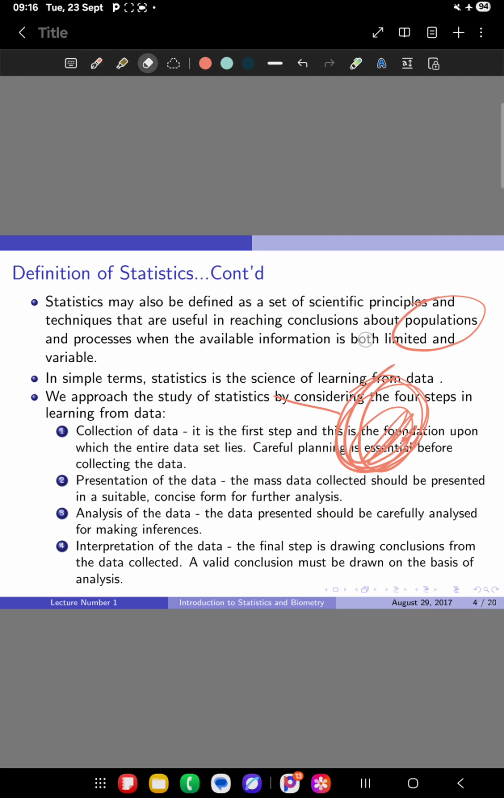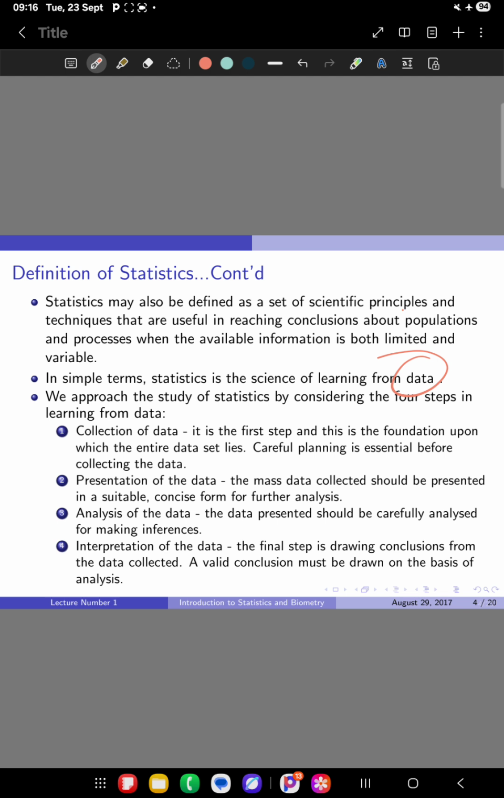So we are trying to reach certain conclusions about the populations and processes when the available information is both limited and variable. As I said, you can't really manage dealing with the population, but you just have to collect the data. Then from the data, you make a conclusion. So that is statistics as well. In simple terms, we say statistics is the science of learning from the data. Exactly, learning from the data.